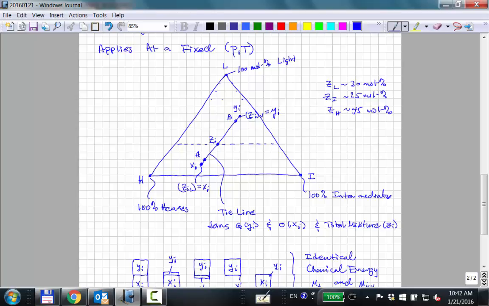So this is one way to use a ternary diagram. You're now just getting an orientation. It's just a way of plotting compositions at a fixed pressure and temperature. But you can also use this as a phase diagram to identify which compositions are single phase and which compositions are two phase. We can also do that.